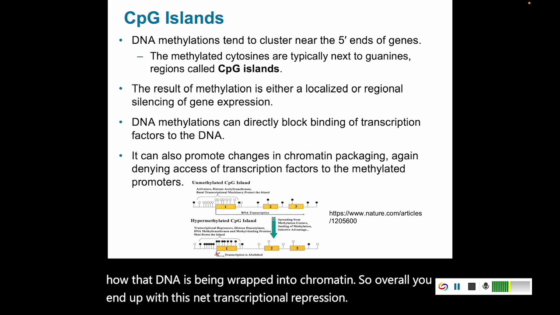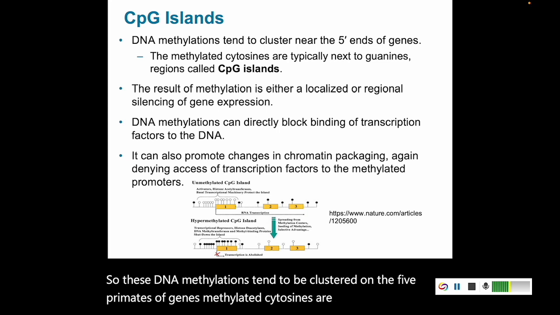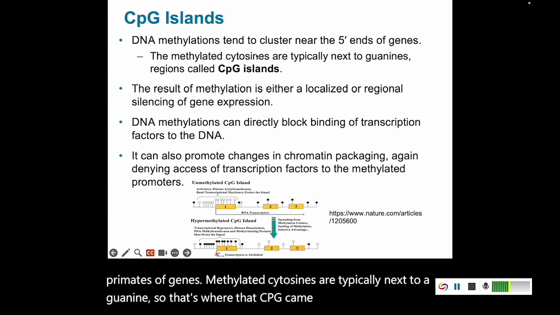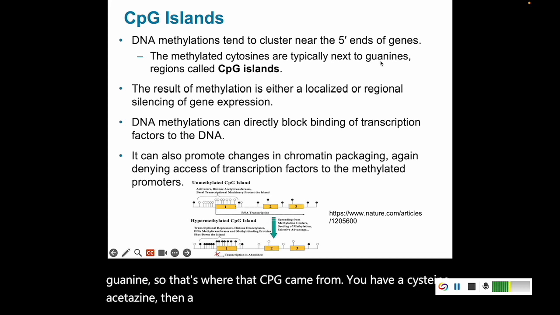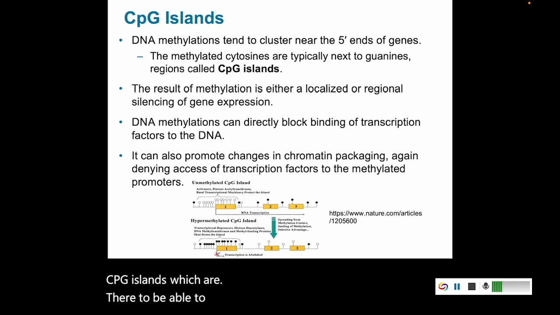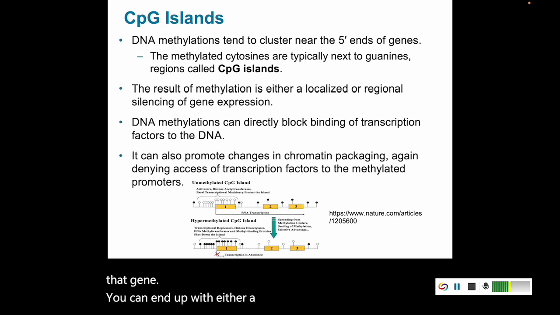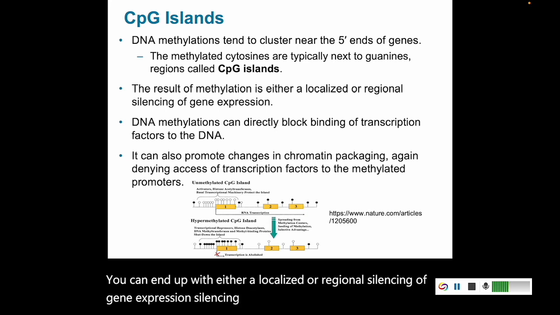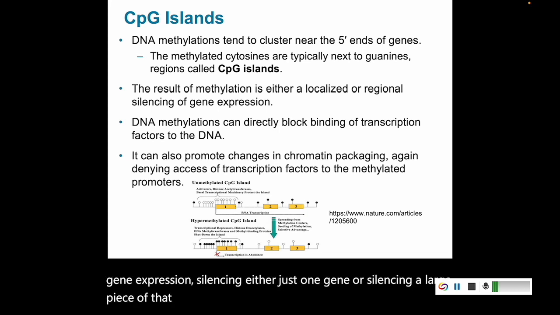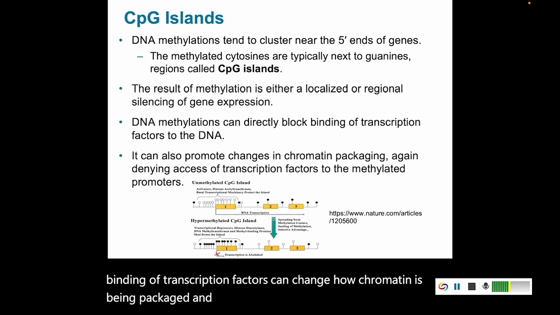So these DNA methylations tend to be clustered on the 5' ends of genes. Methylated cytosines are typically next to a guanine, so that's where that CpG came from. You have a cytosine, then a phosphate, then a guanine. So you have these CpG islands, which are there to be methylated to be a region of control for that gene. You can end up with either a localized or a regional silencing of gene expression, silencing either just one gene or a large piece of that chromosome. And those DNA methylations block the binding of transcription factors, can change how chromatin is being packaged, and that also will deny access of the transcription factors to the promoters.